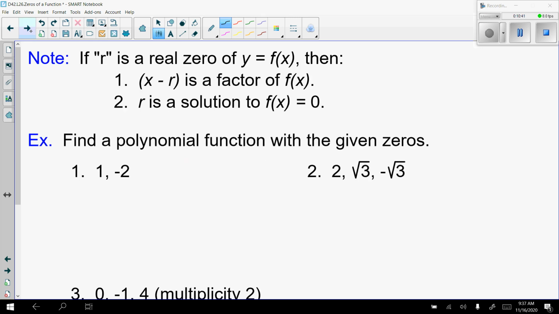Take a moment and copy down the note. We will then work out the example together. If you think you can work out the example on your own, please do so. Please pause the video.